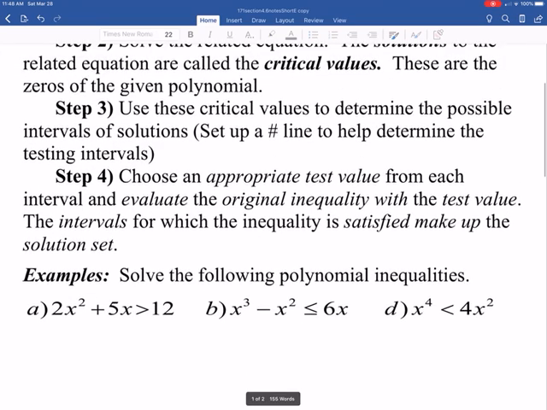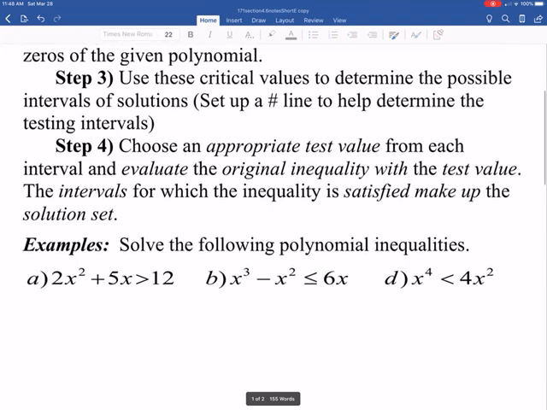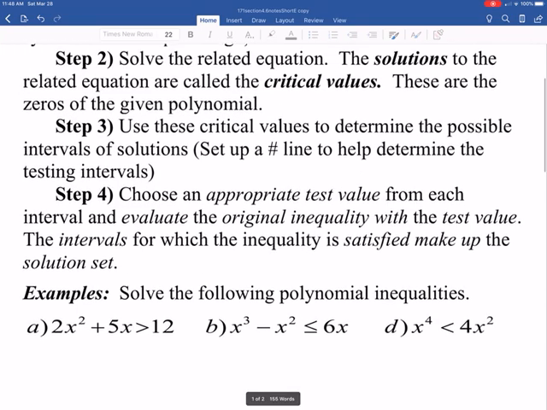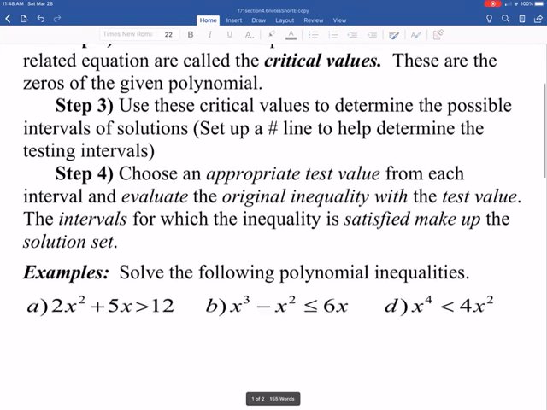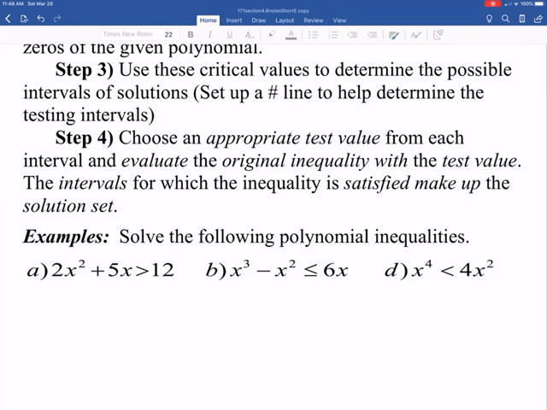If we can factor it down to its linear factorization, we'll be able to see the zeros, the critical values that are formed. With these critical values, they're going to set up our possible solution set intervals. So we're going to use these values to determine the interval solutions. We'll set up our x line, and we're solving for x. We'll determine what intervals are formed based off the zeros of the polynomial, and we'll choose an appropriate test value to evaluate and see if it satisfies it.